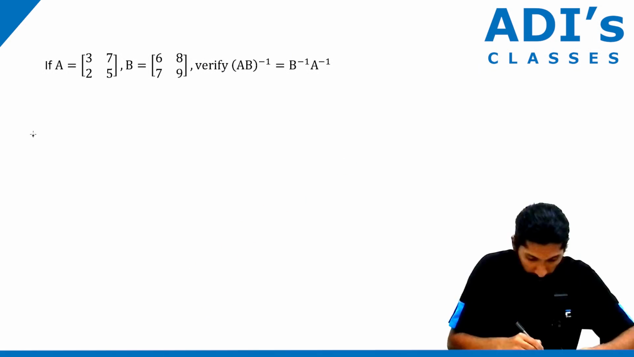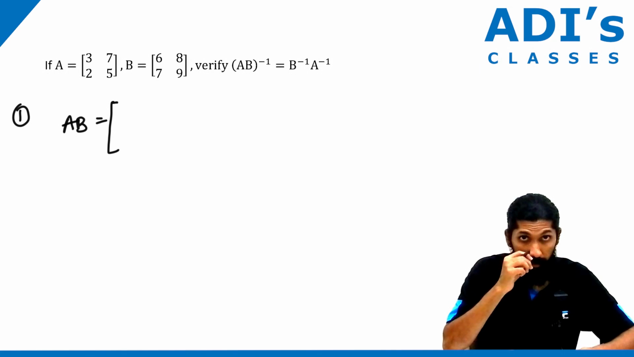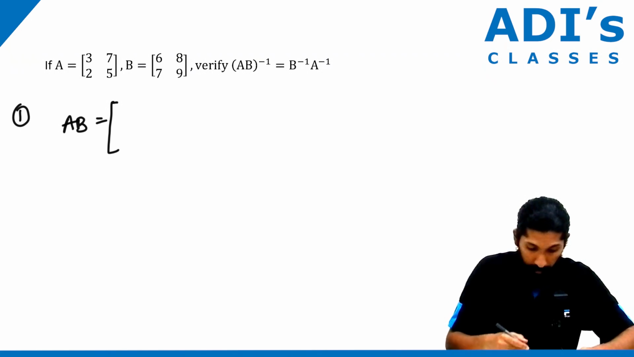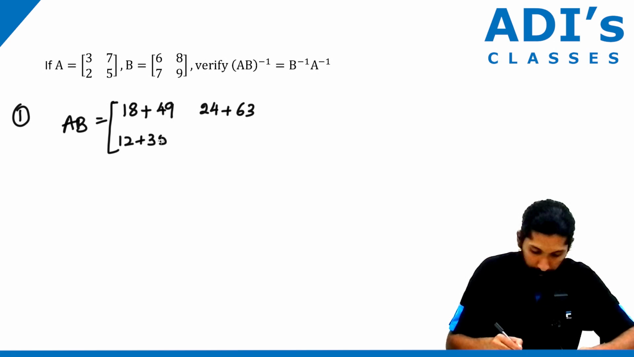So for the first one, when we calculate AB, it's the product. Since the two matrices are right there, you have 3 into 6, which is 18, plus 7 into 7, which is 49. Next, 3 into 8 is 24, plus 63. Then you have 12, plus 35. Then you have 16, plus 45.